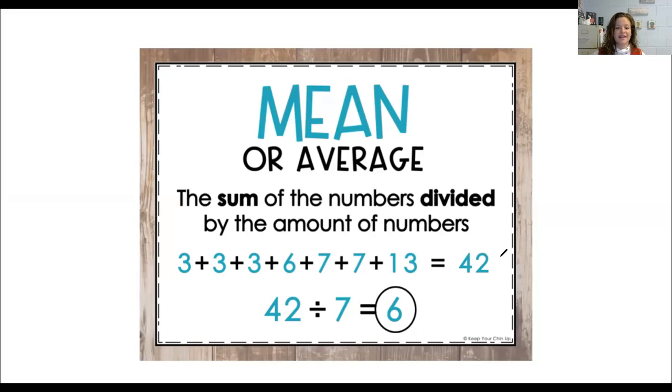So here they added 3 plus 3 plus 3 plus 6 plus 7 plus 7 plus 13, and got 42. But then we look here and we've got to count all of the numbers. So we would have 1, 2, 3, 4, 5, 6, and 7. And that is where they got divided by 7, and that's how they got the average of 6.